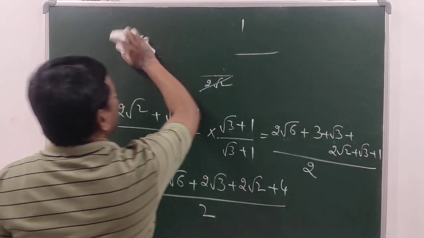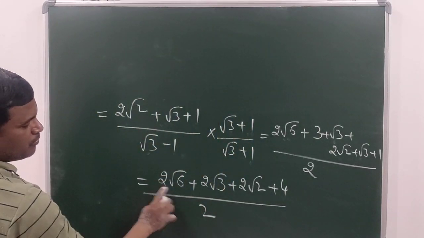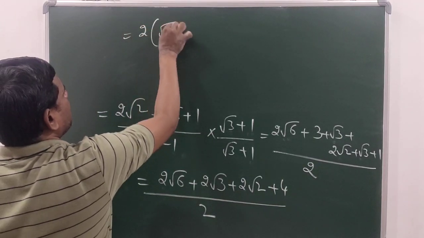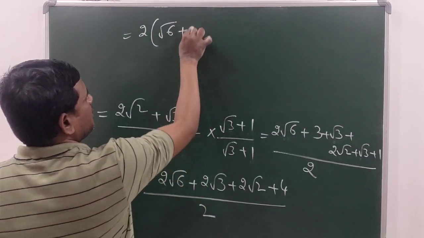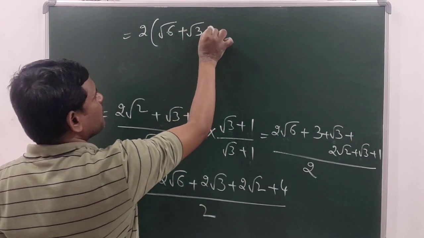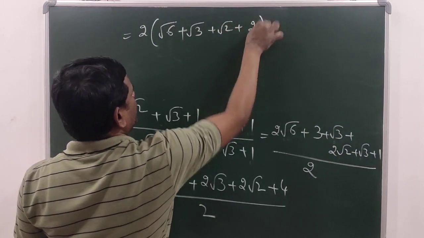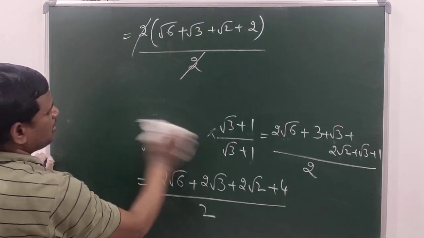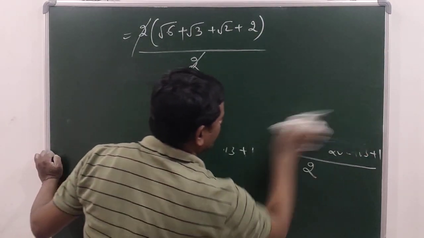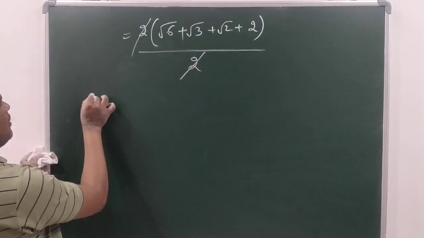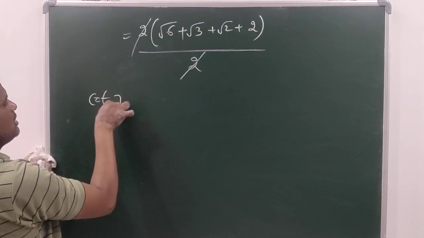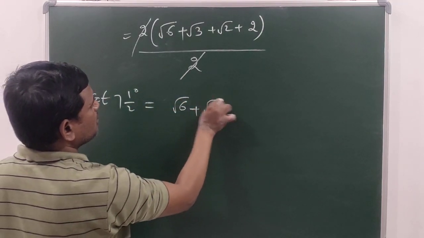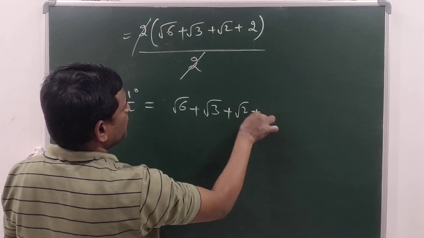Now divide the numerator terms by 2. Take 2 common from the numerator and cancel with the denominator. So I am taking 2 common from the numerator. Here root 6 will be left, here root 3 will be left, here root 2, here 2, whole by 2. 2 cancels. So this is our cot 7.5 degrees value. Cot 7.5 degrees is equal to root 6 plus root 3 plus root 2 plus 2.